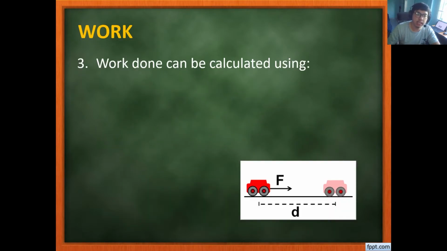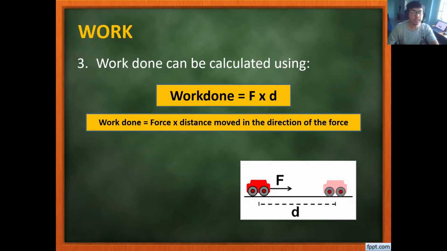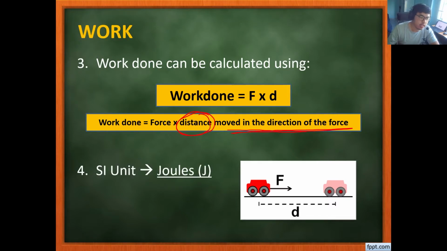Work can be calculated using this formula. Work done is equal to force times distance. And the distance is very particular in this case. The distance that we mean here is the distance moved in the direction of the force, and we'll talk about this later. Work is something that comes from energy. It also has the same unit as energy, which is joules. Bear in mind that when you write the unit for energy, you have to write it down as capital J, not as small j. Okay? So no small j, capital J is the way to write it.